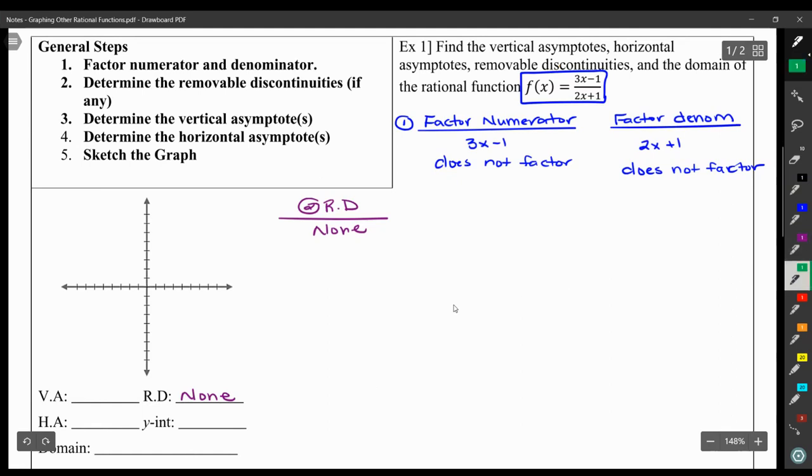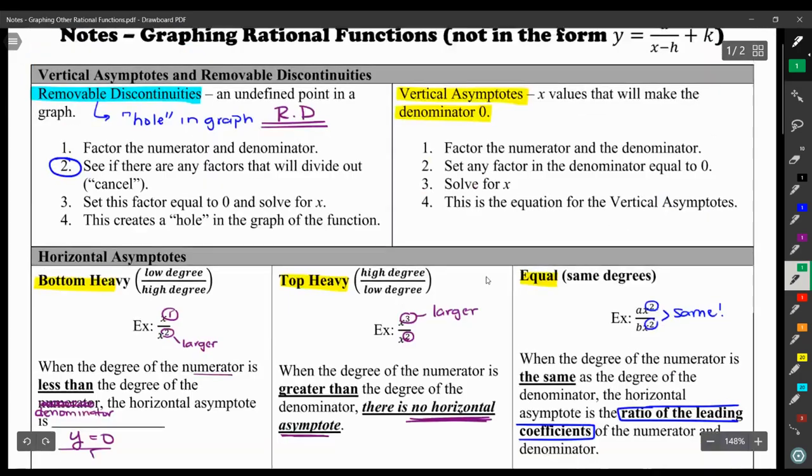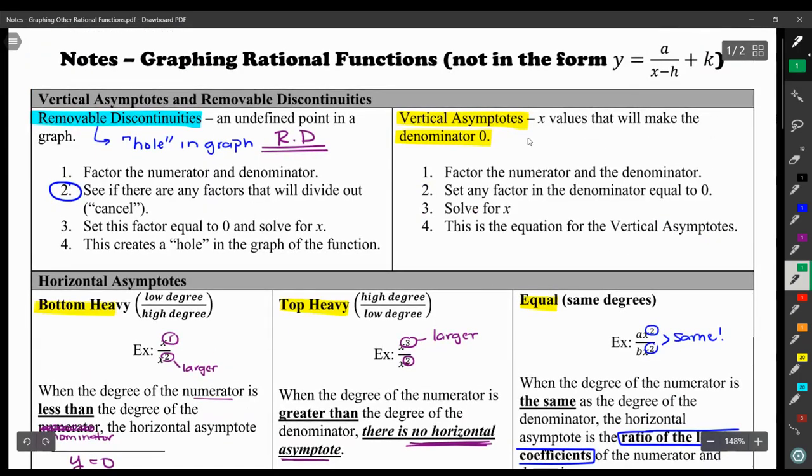Then the third thing I look for after that, I start to look for vertical asymptotes. And for the future, we write vertical asymptotes as VA because mathematicians are lazy and don't want to write vertical asymptote. So let's see how we find a vertical asymptote. So remember, these are VA.